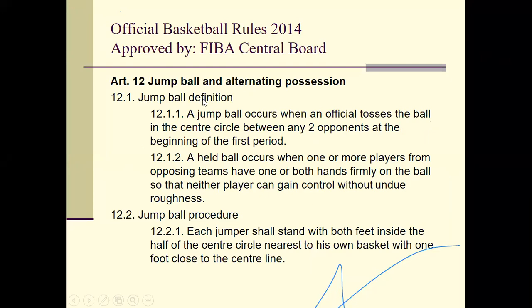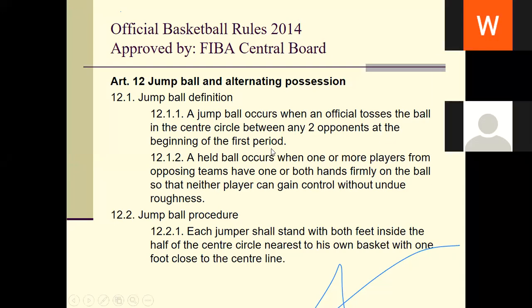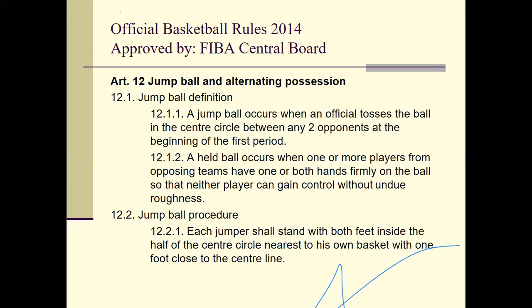Okay, then the jump ball, we've already touched on that a bit. It occurs when an official tosses the ball in the center circle between any two opponents at the beginning of the first period. A held ball occurs when one or more players from opposing teams have one or both hands firmly on the ball so that neither player can gain control without undue roughness. Okay, so held ball is just when you get to the ball at the same time and then there's a tussle between you and your opponent to gain possession of the ball.